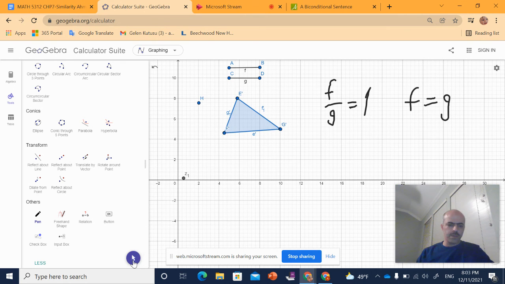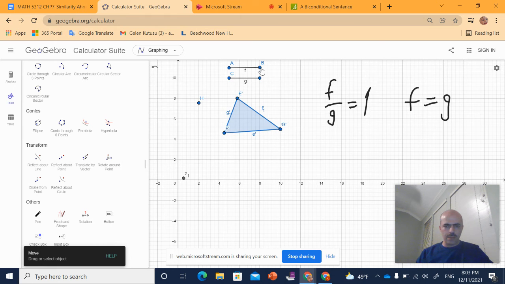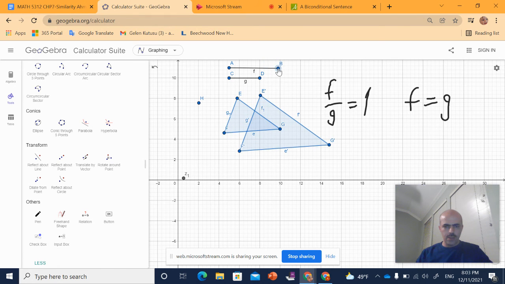Because of that, for example, if I make AB larger, you see it is getting larger, but if I make CD exactly the same, you see these two images are coinciding.